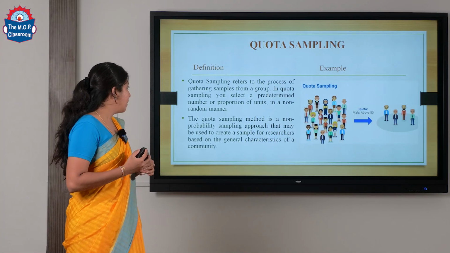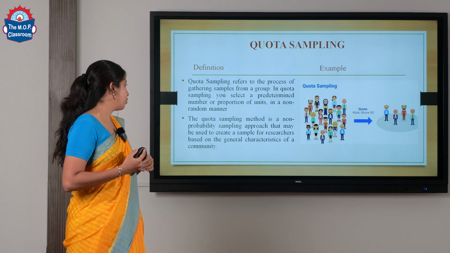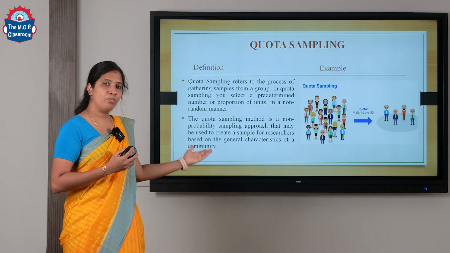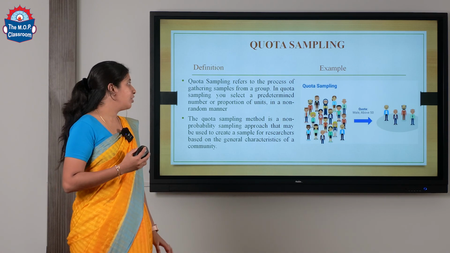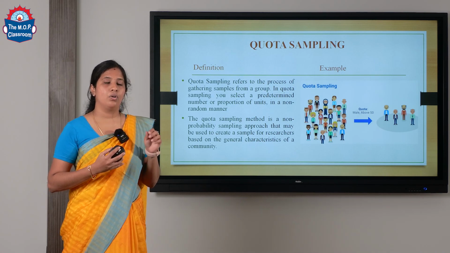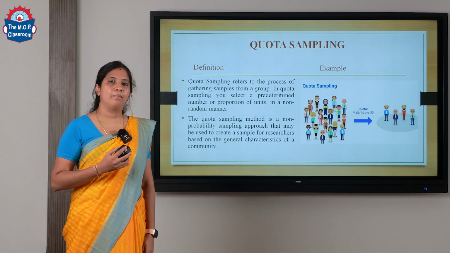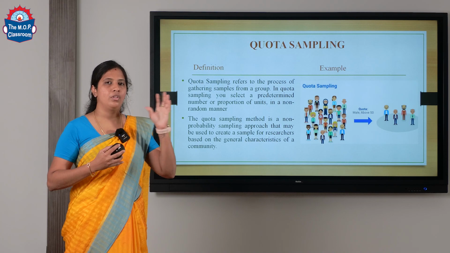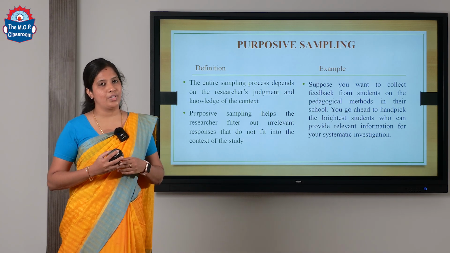The quota sampling method is a non-probability sampling approach that may be used to create a sample for researchers based on the general characteristics of a community. So if you see, there is a group of people in various categories, various ages, but you just select male respondents who are above 50. So finally you get some 4 samples from that overall population, and these 4 samples are representative of the overall population. And the next one is purposive sampling.